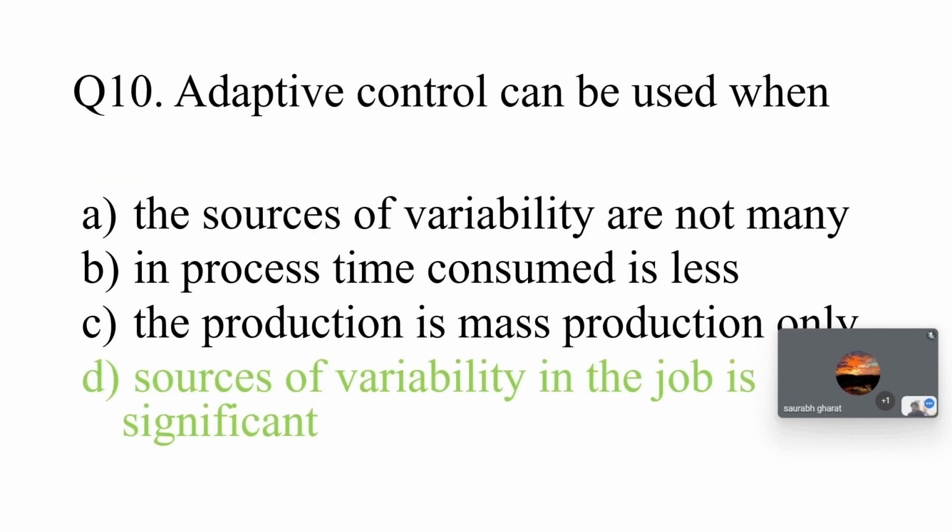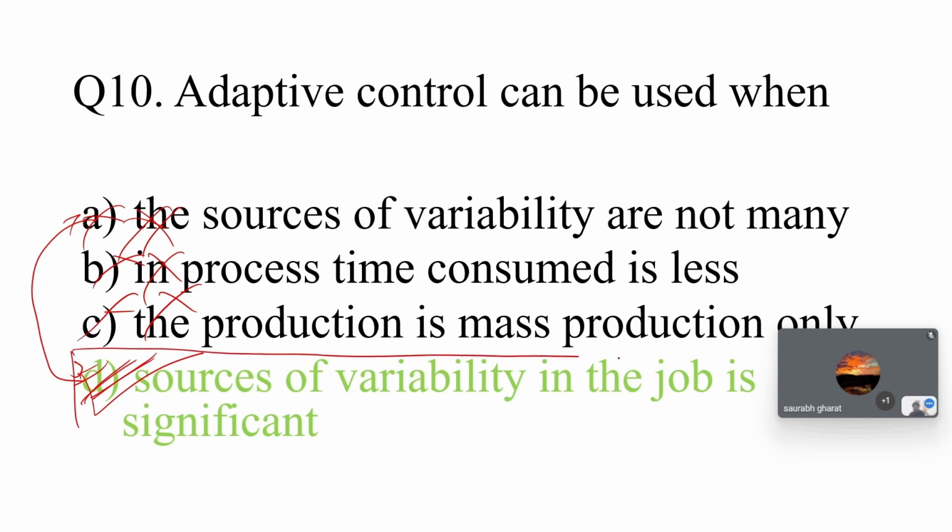Okay, so question 10. Adaptive control can be used when the sources of variability are not many, the in-process time is consuming less, the production is mass production only. So these are simply wrong here, and only this is correct. If you go through the slides properly, production being only mass production is actually a wrong term here. This is correct, and this is actually the opposite of that. So only this part is the correct answer, if you go through the slides.